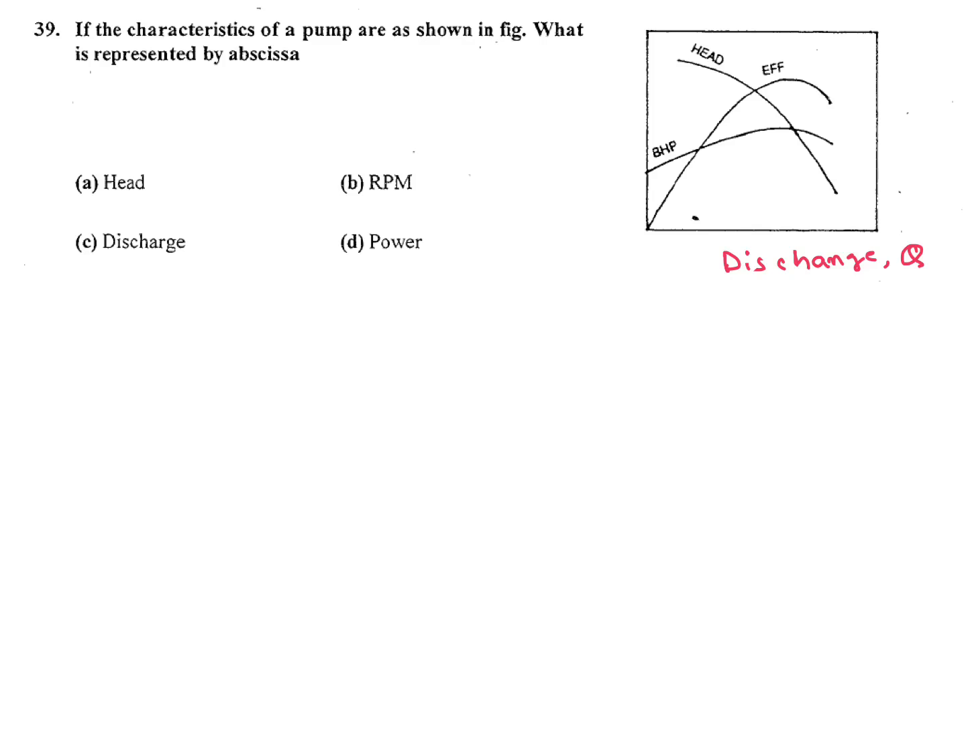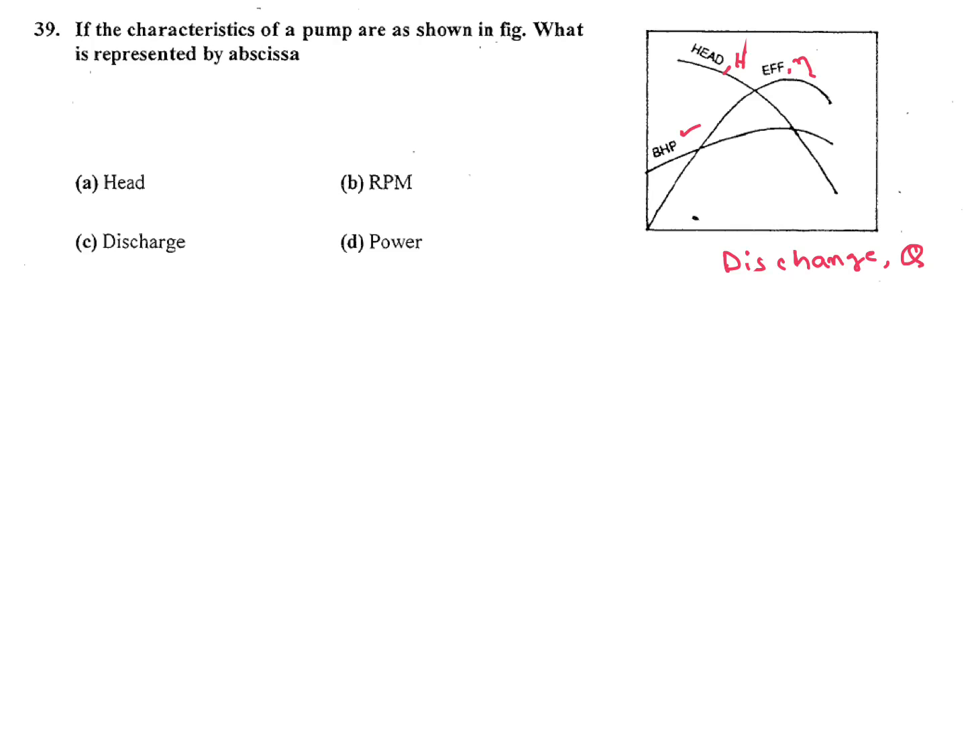And for efficiency, when discharge increases, efficiency increases, and after a certain point, efficiency decreases. This is efficiency. This is for head. This is BHP, brake horsepower or power. This curve is also very important for IAS examination. Many times they will ask the characteristic curve of a pump: head versus discharge, efficiency versus discharge, or BHP versus discharge. So all three are important.